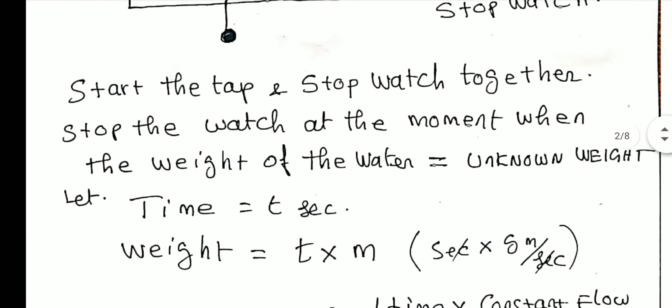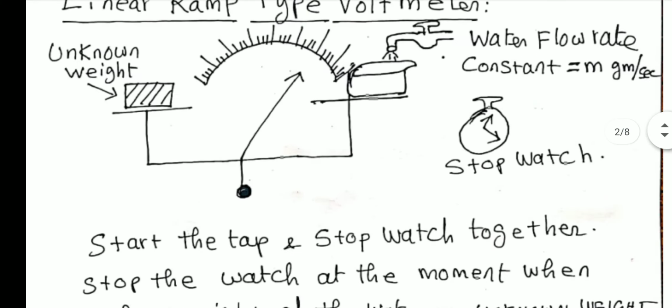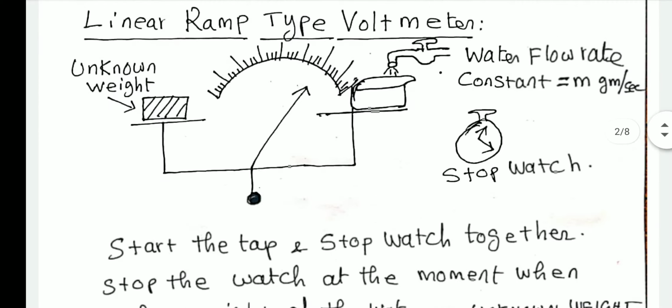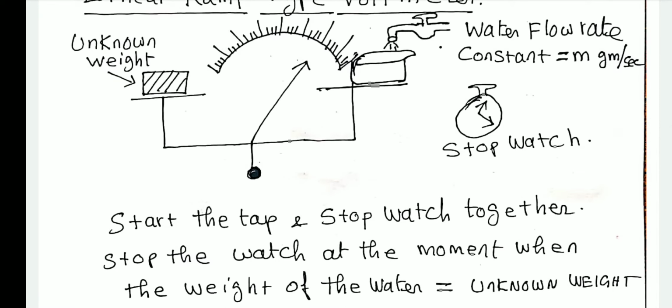So this is the idea: a simple setup to measure the unknown weight, comparing the variable mass with the fixed mass. If you understand this example, you will be able to easily understand the circuit. Now we are going to construct the electronic circuit analogous to this example.